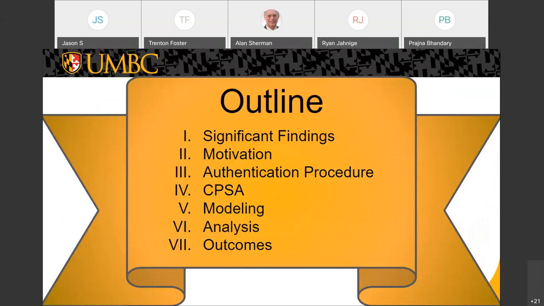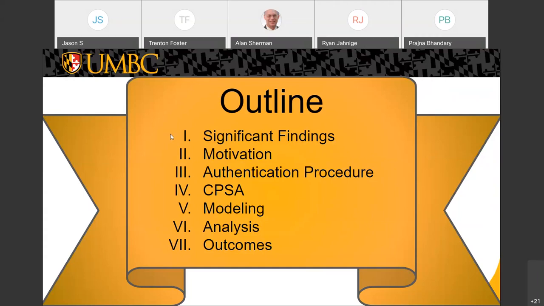So, after we discuss the significant findings and the motivation of our project, we'd like to talk about the authentication procedures of 4G EPS AKA and 5G AKA. Now, both of these protocols use the AKA procedure, which is the authentication and key agreement procedure, but 4G uses the Evolved Packet System, EPS AKA authentication and key procedure. So what's the main difference between the two protocols? That's what we'll be discussing here.